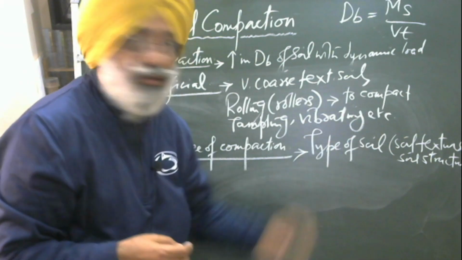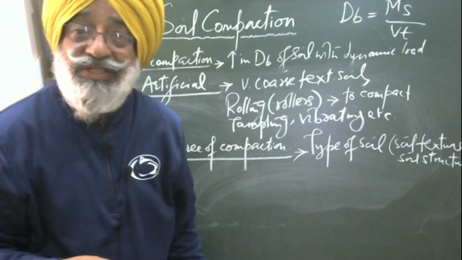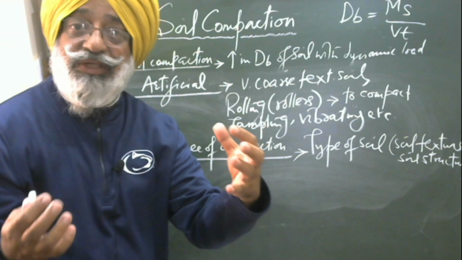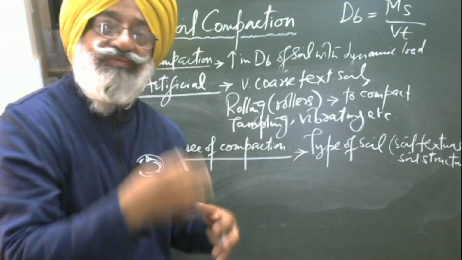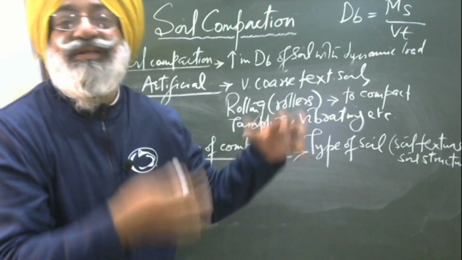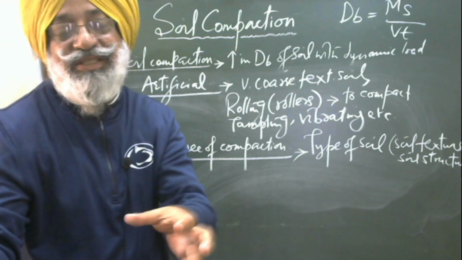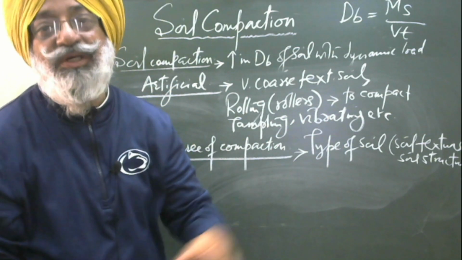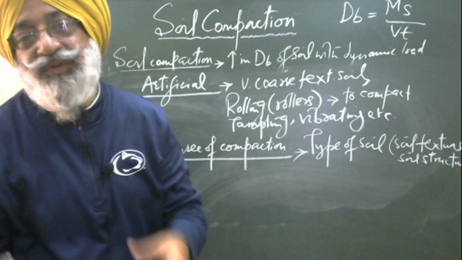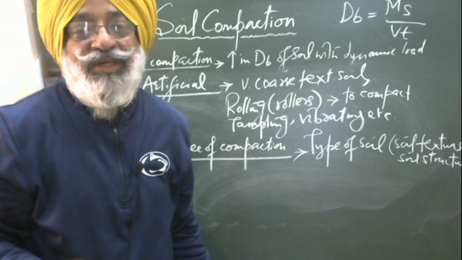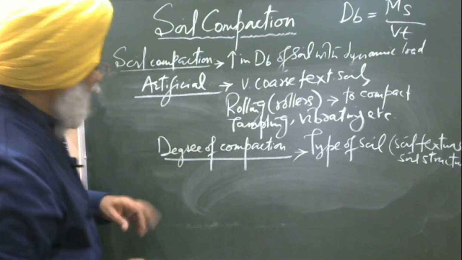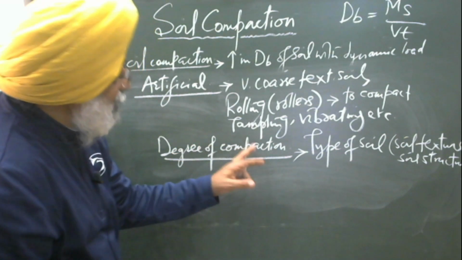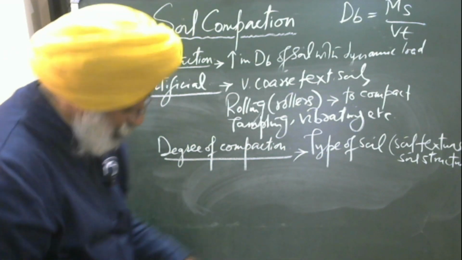Then similarly soil structure, if you have well aggregated soil, that can be compacted to a greater extent. But on the other hand, if you already have a compacted soil, so naturally if you apply the same amount of force to an aggregated soil and a compact soil, of course the aggregated soil bulk density will increase to a greater extent than the compact soil. So the degree of compaction depends mainly on the type of soil.